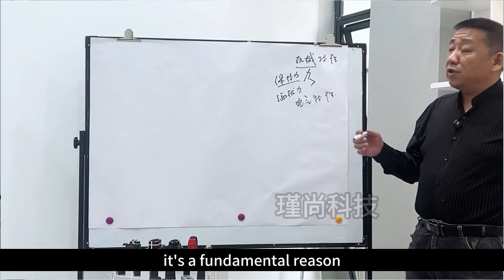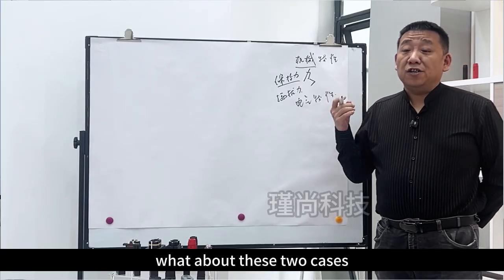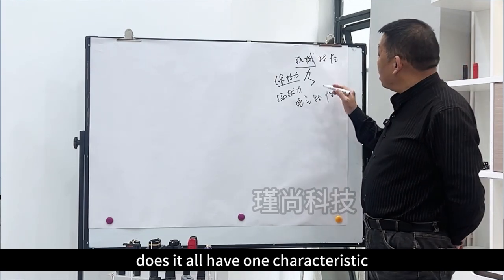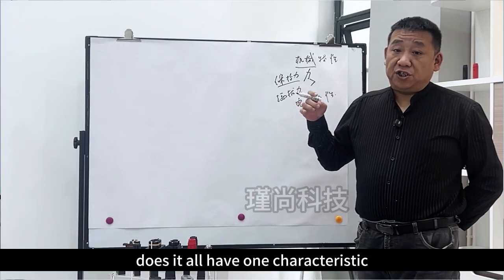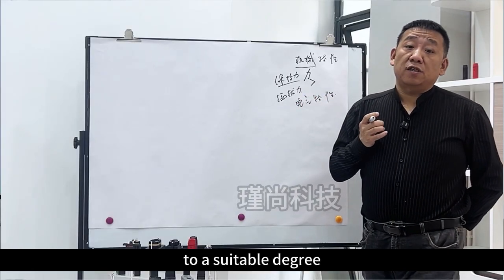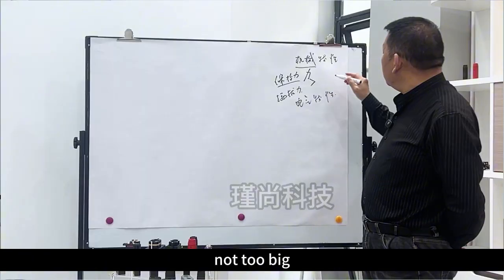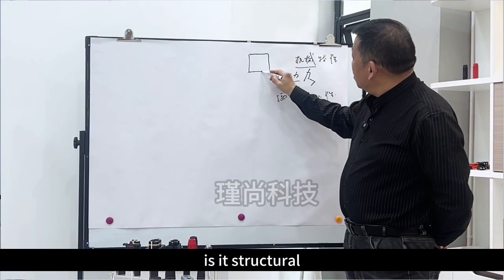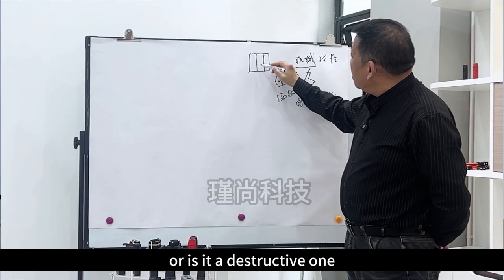This is a fundamental reason. What do these two cases have in common? Both have one characteristic: what is hoped for is a suitable degree, not too big and not too small. Take retention: is it structural, or is it a destructive one?